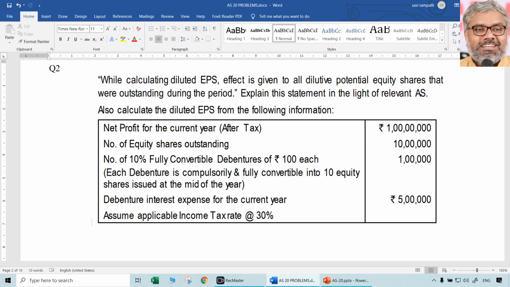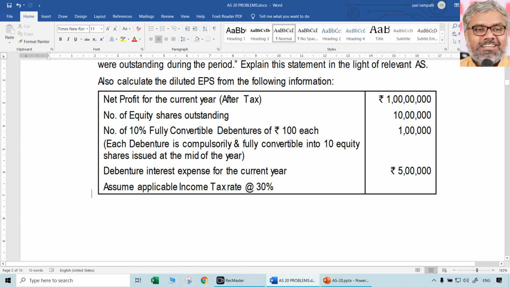Naturally, whenever we are calculating diluted EPS, same thing you have to repeat. All potentially dilutive equity shares will have to be taken into consideration for the denominator. And also the impact of those dilutive potential equity shares really becoming equity shares on the net profits also has to be adjusted in the numerator. That is how diluted EPS has to be calculated. Like this, you have to just explain what is diluted EPS from a theoretical perspective. Then the computation is there.